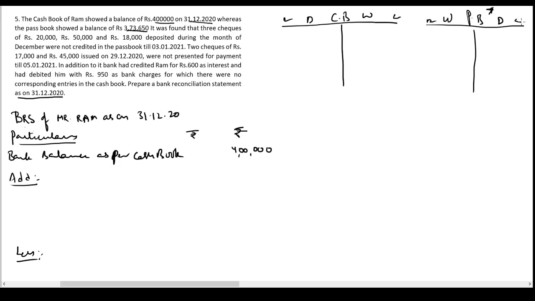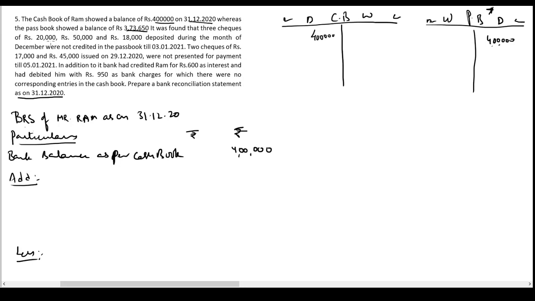Debit, credit. We are starting the problem with favorable balance 4 lakh. As discussed earlier, favorable balance will increase with deposits and decrease with withdrawals. Okay. Now it was found that three checks amounting to rupees 20,000, 50,000, 18,000 deposited during the month of December were not credited in the passbook till 3rd January 21.